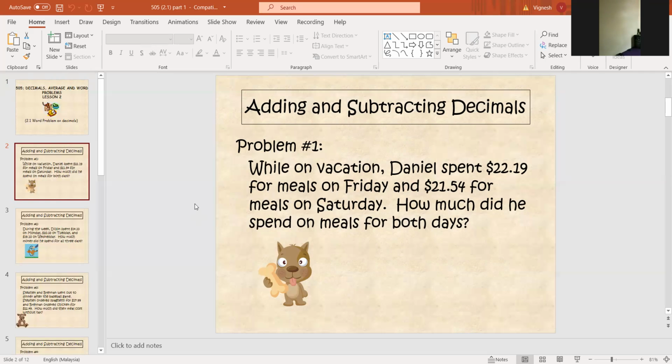Okay, while on vacation... wait, this one cannot use calculator, right? What problem you cannot use calculator? You must show the working. Then what can use calculator? The operation of decimals. The example worksheet is in Edmodo. Later you will see the operations with decimals. One worksheet I've posted there, that one you can use the calculator. I'm just teaching you all how to use the calculator. Understand?